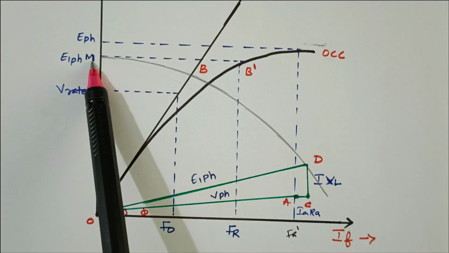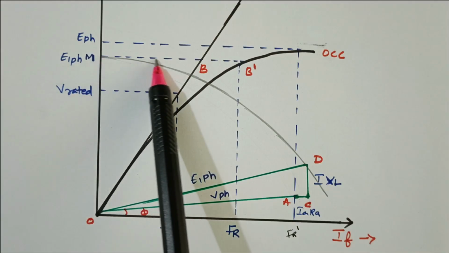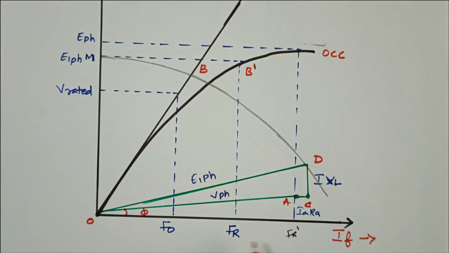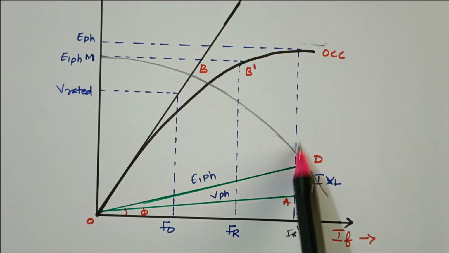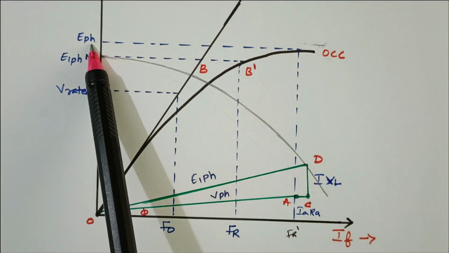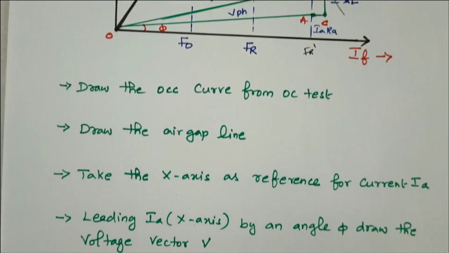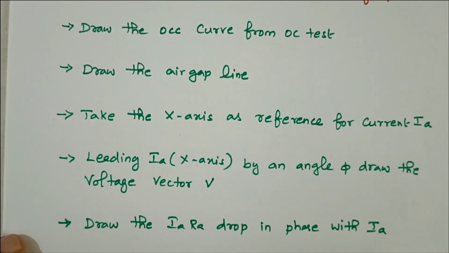That point is nothing but M. Then draw the line that will give B dash. B dash is added with FR, that will give FR dash. From FR, the corresponding value we got is E phase. Using E phase we are able to find the regulation of the alternator. So what we discussed, we'll see the procedure one by one. Description is available.